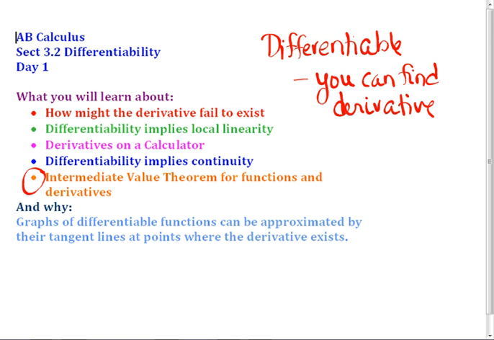And the reason why we care about derivatives is that when we graph differentiable functions, we can approximate it by their little tangent lines at points where the derivative exists. That's really important, because I might collect data just about the derivative and not know what the function is, but actually come up with a good picture of what the function might look like. That's a BC topic, but that's one direction you can go.